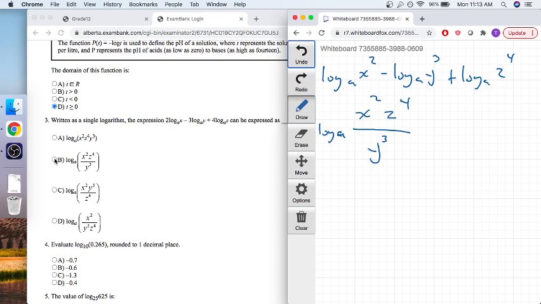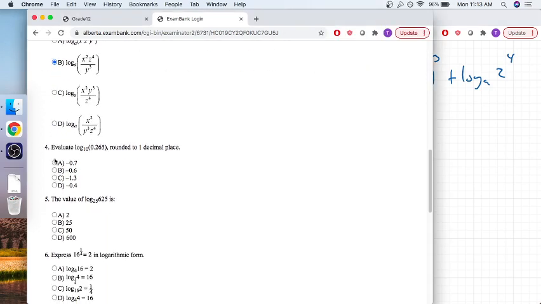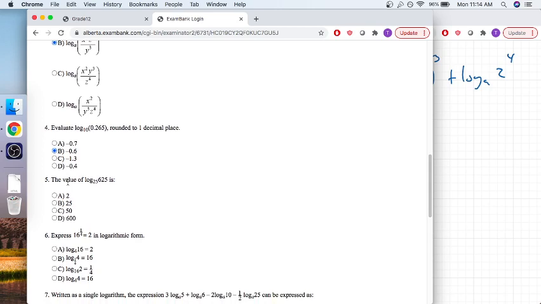Looks like we got b here. Evaluate log 0.265, round to one decimal place. So we're just going to put this into our calculator. Log 0.265, okay, and it's going to give us negative 0.58. So that's going to be negative 0.6.